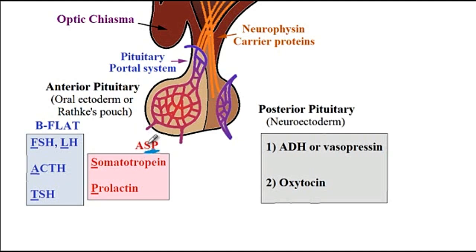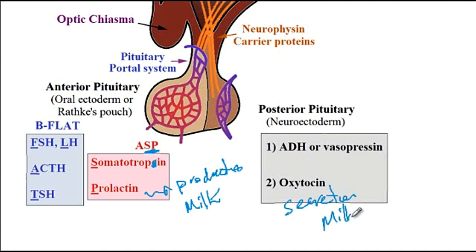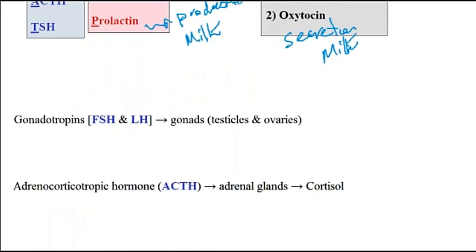The somatotropin, which is known as the growth hormone, as well as the prolactin, which is required for the production of milk. So prolactin will produce milk, while the oxytocin will act on the myoepithelial cells to induce secretion of milk. Alright, now with this information in mind, we can go ahead and review the function of every one of these hormones and the symptoms that arise from their defects.